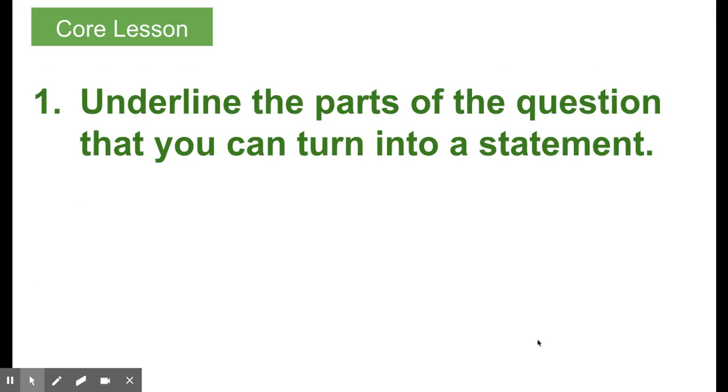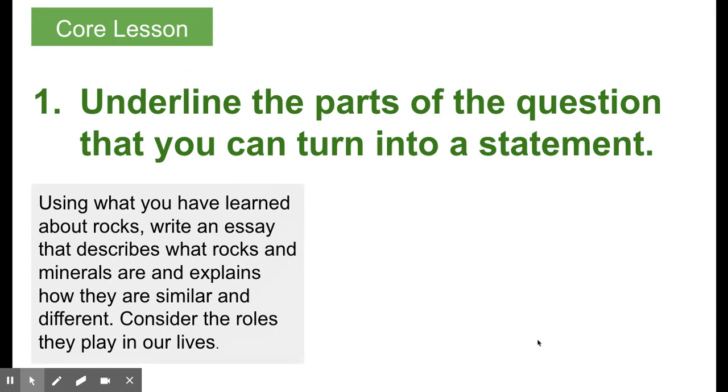Let's get to step 1. Underline the parts of the question that you can turn into a statement. So here's our question from our DCPS packet. Using what you've learned about rocks, write an essay that describes what rocks and minerals are and explains how they are similar and different. Consider the roles they play in our lives. This is a very meaty question. I would say that because it has 2 parts in it.